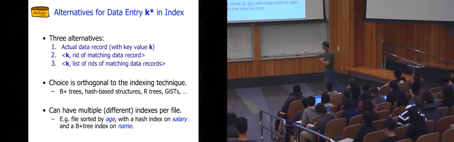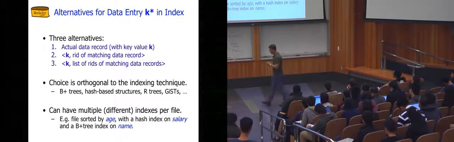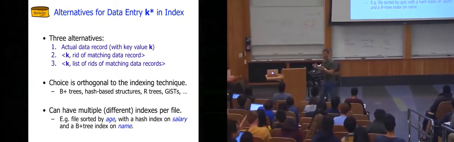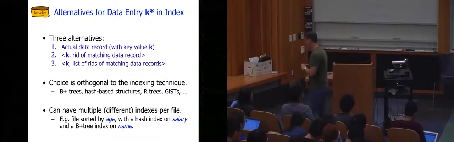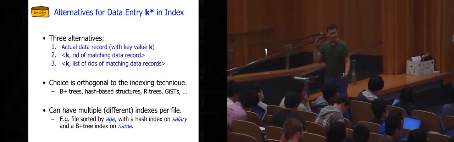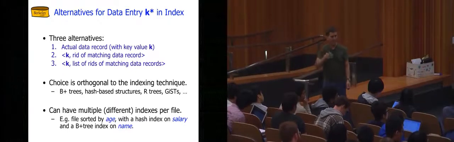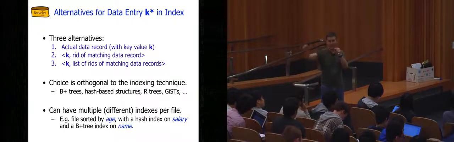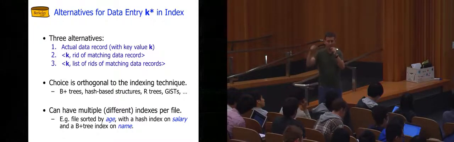And then the third option, which is maybe more compact than the second option if you have lots of duplicates, is a key and a set or a list of records that match it. So if for some reason you wanted to build an index on the students table on major, right? There's going to be lots of computer science students. We could have them be in the index just once with CS, and then the full list of the students after that.